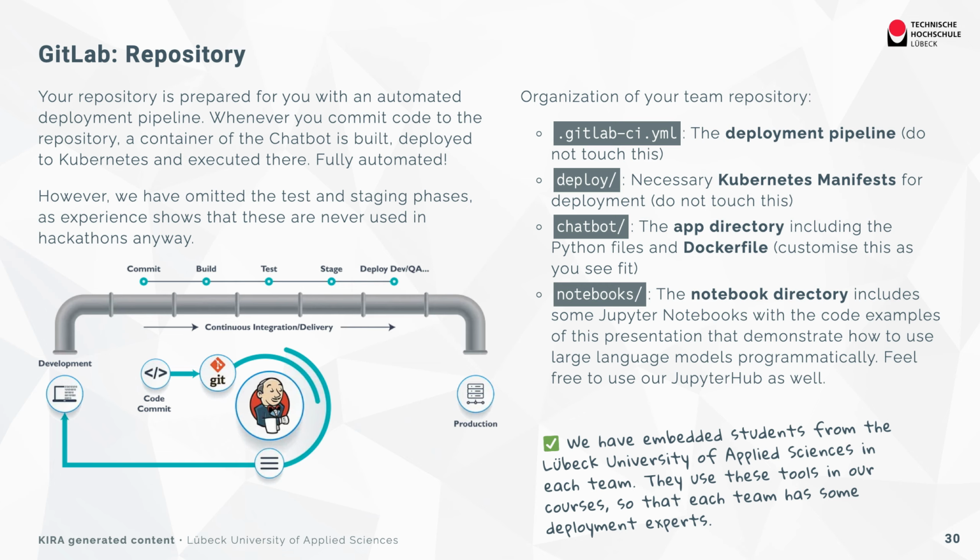Let's take a look at how the repository is organized. You'll find that it's divided into several directories. There's the .gitlab-ci.yml file, which contains the deployment pipeline. I want to stress that you shouldn't touch this file. Then there's the deploy directory, which contains the necessary Kubernetes manifests for deployment. Again, please don't touch this directory. On the other hand, you're free to customize the chatbot directory, which is the app directory that includes the Python files and the Dockerfile.